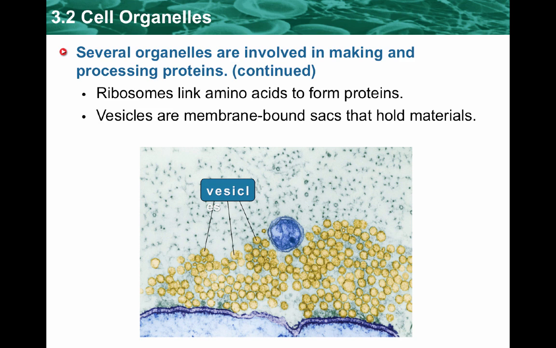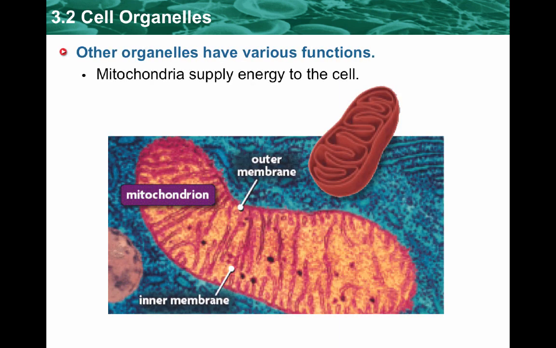So as the ribosome creates proteins, it packages those proteins into a vesicle, which holds them like a box or a container would until it gets to wherever it's supposed to go. Now, those three things, the nucleus, the rough ER, and vesicles, are kind of the main organelles involved in making proteins, but they are not the only ones.